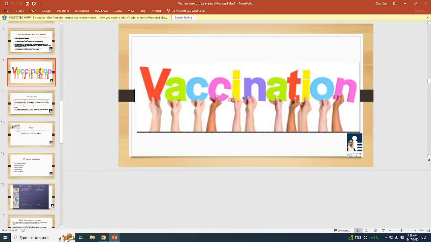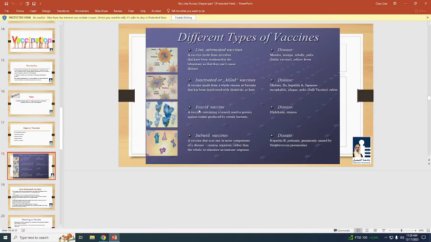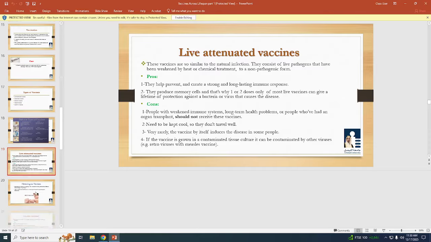What else here? We are talking about vaccination. So this one, no need to know about it. Don't worry. But you need to know what is here. What is live attenuated? And then in part 2, there is a list of the live attenuated vaccines. You need to know about it. What are the live attenuated vaccines? Pros and cons.